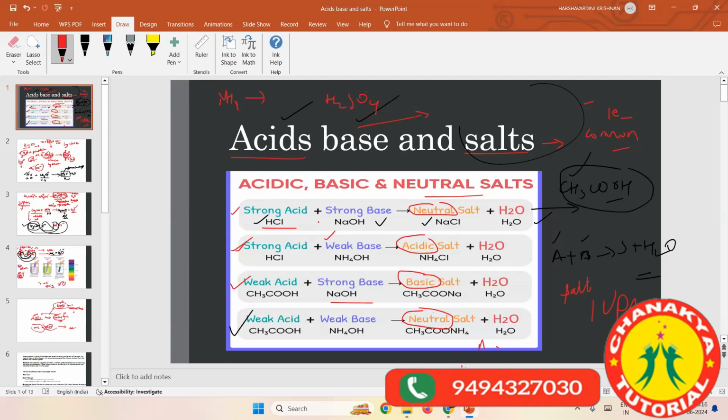Yes, Aishwarya. Why is it neutral, acidic, basic, and not just salt? For example, strong acid plus strong base. So HCl. Is it I, students? No, ma'am, it's HCl, hydrochloric, it's H, C, and L.